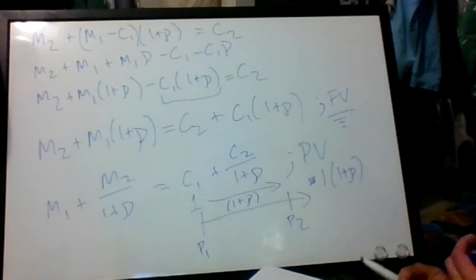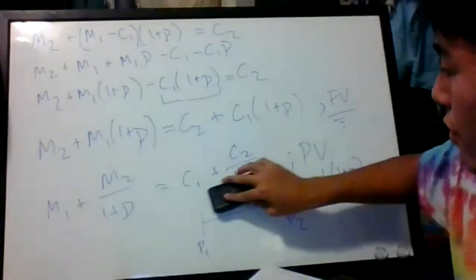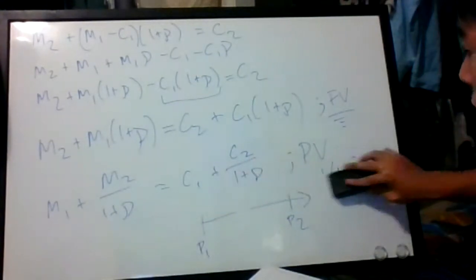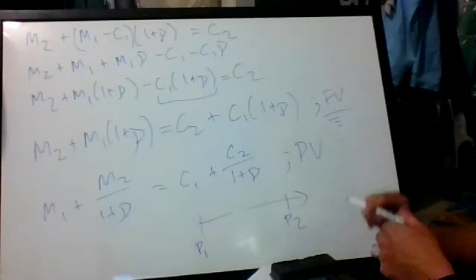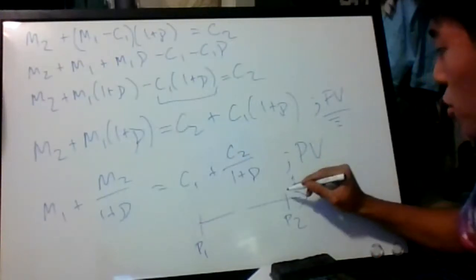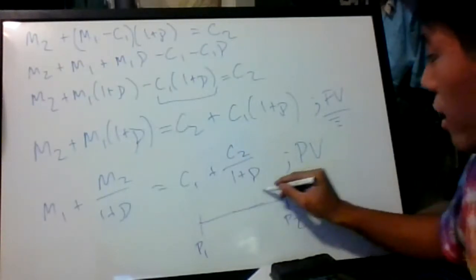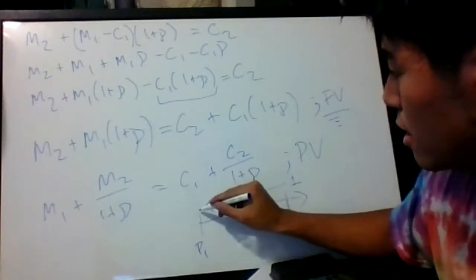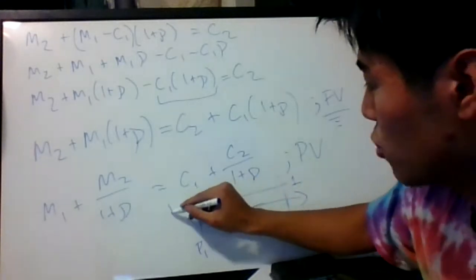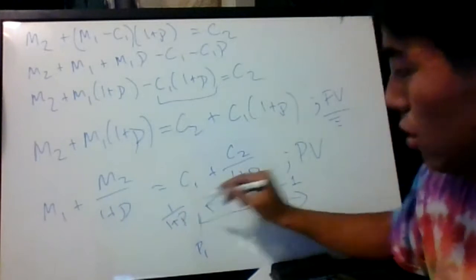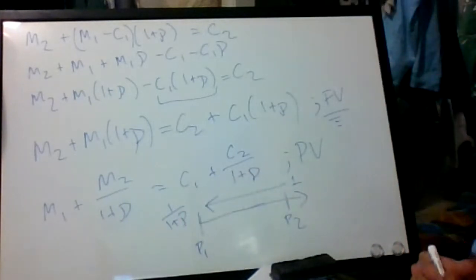Now, on the other hand, if in period 2 I have $1, but I want to see what that dollar is worth in period 1, I'm going to push it back, and say that this dollar is worth 1 over (1 plus rho), okay?